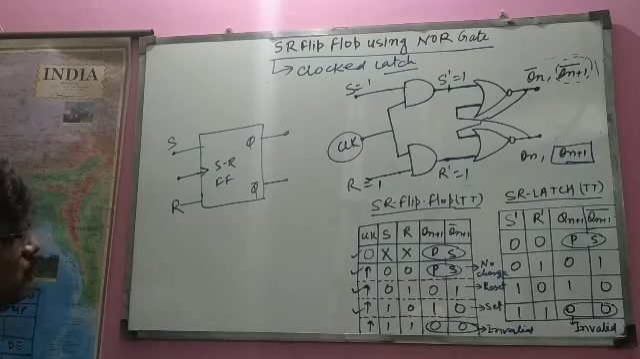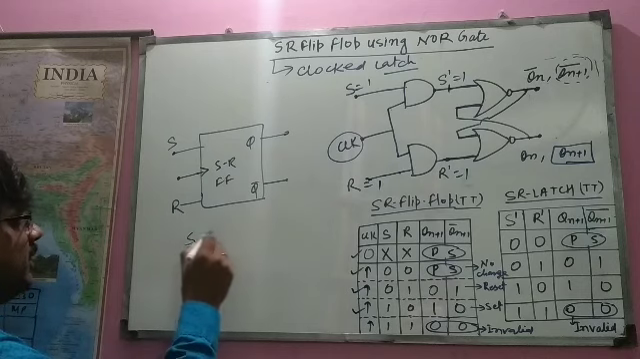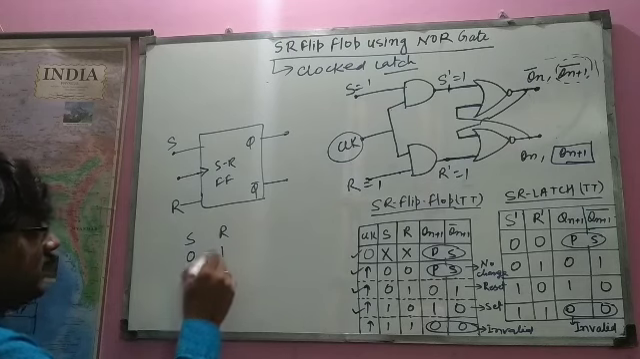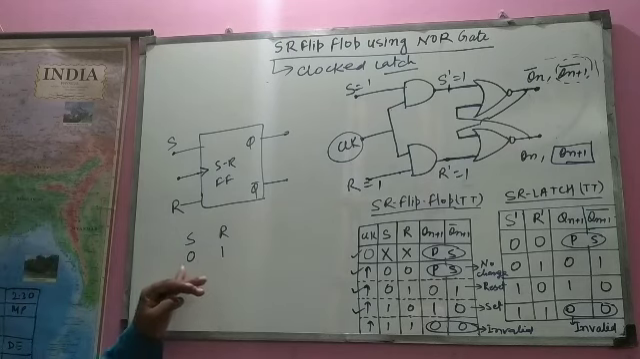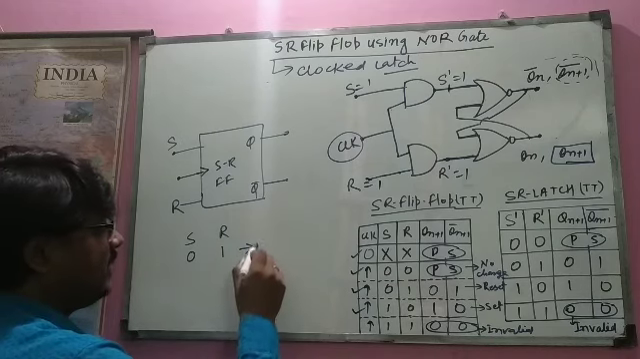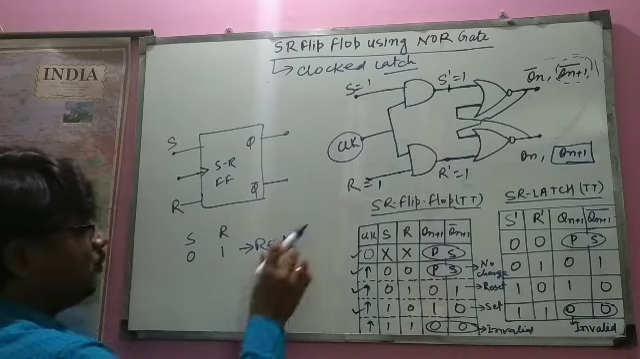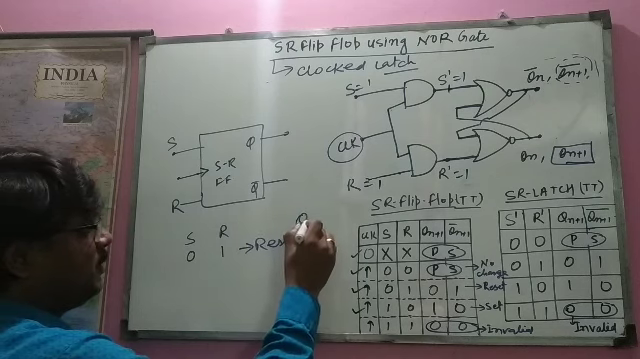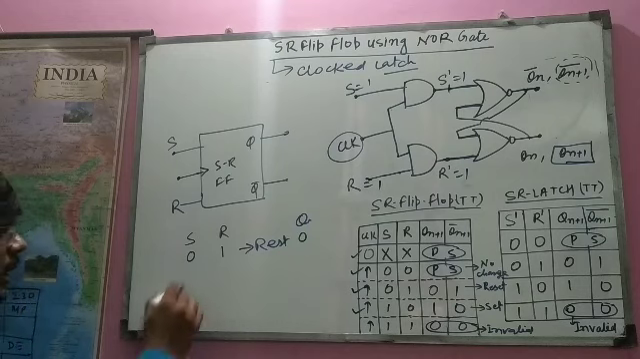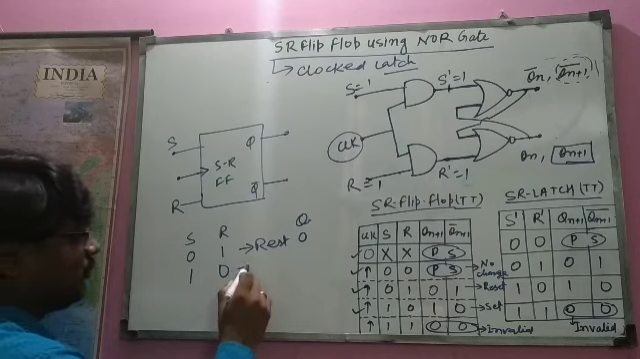This is the notation of the SR flip flop. See why it is known as SR flip flop: S for set and R for reset. If R is 1, this is the condition of reset. If this is the condition of reset, what will be the output? 0. And what is this condition, 1 0? This is the condition of set.